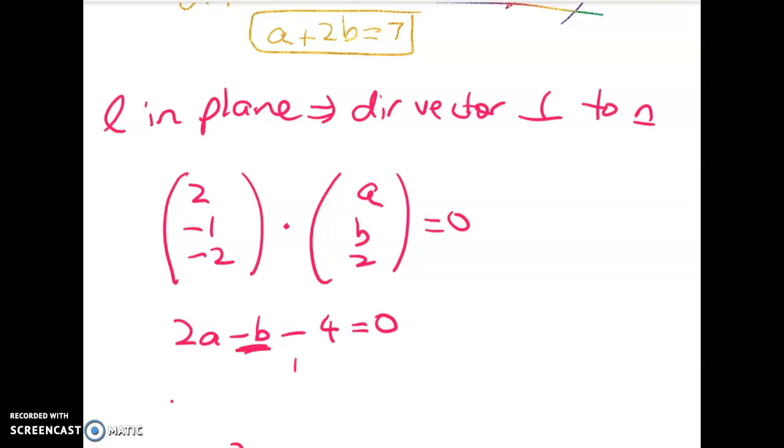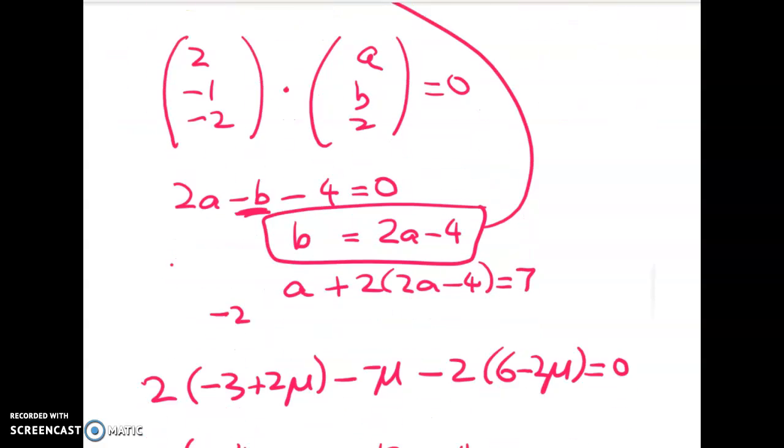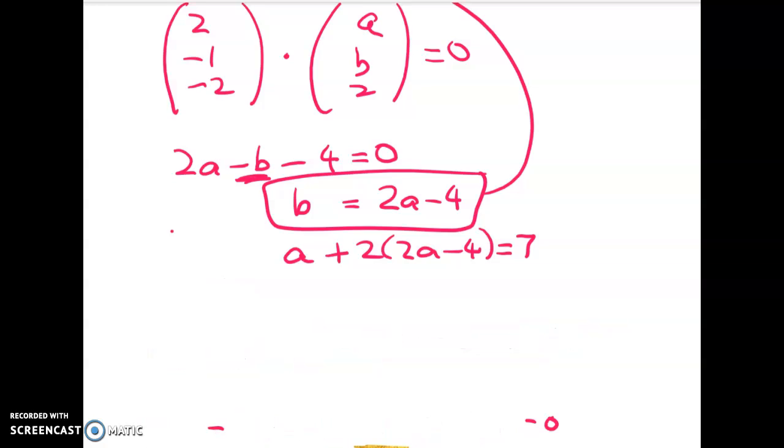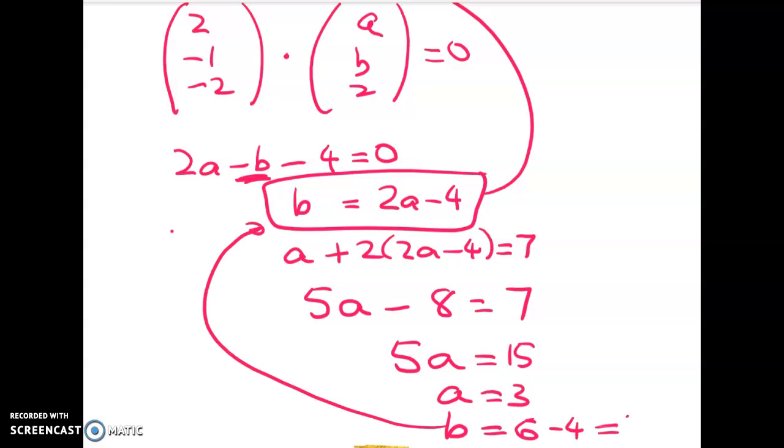So I've got B staring me in the face here, so I'm going to write B is equal to 2A minus 4. And now I'm going to substitute this in up here. So A plus 2 times (2A minus 4) is equal to 7. So I can solve that, especially if I get rid of all this from before. Right, so solving that gives me what? Well, I get 5A minus 8 is equal to 7. 5A is 15. So A is equal to 3. And B is equal to 6 minus 4, from substituting back in here, which is 2.